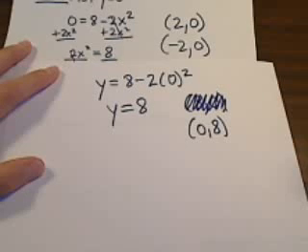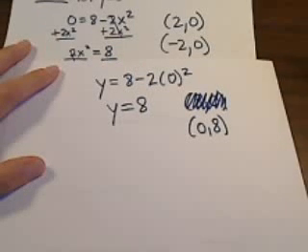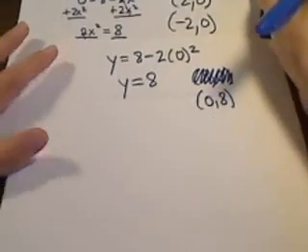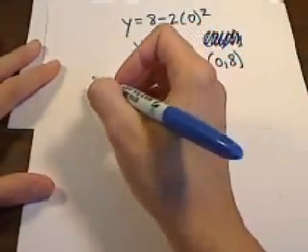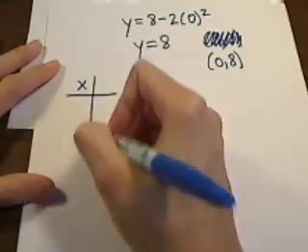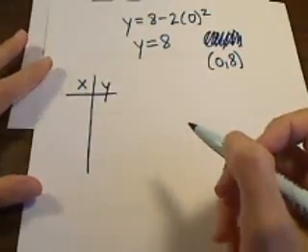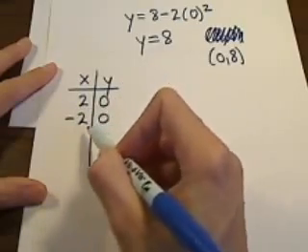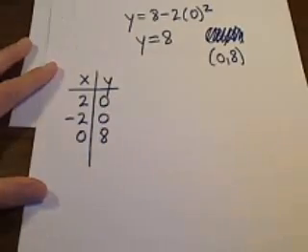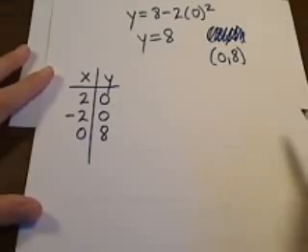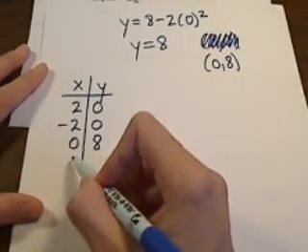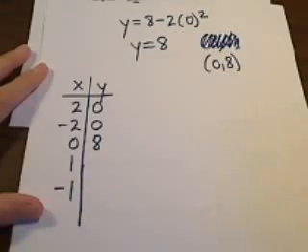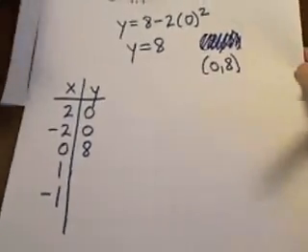And they ask us to graph it by plotting points. So we can use these 3 points, but then we can also pick some others. Okay, so if we were to set up an xy chart, we already know that 2, 0, negative 2, 0, and 0, 8 are points on our graph. And I think what we should do is choose some other points. Let's choose 1, and let's choose negative 1, and just see what we get.